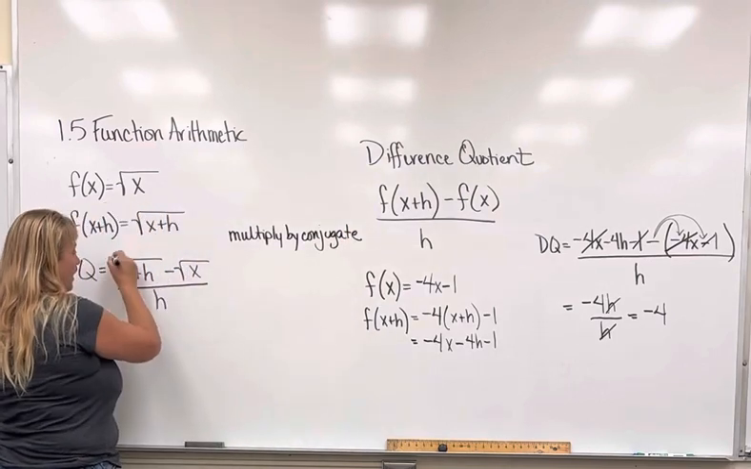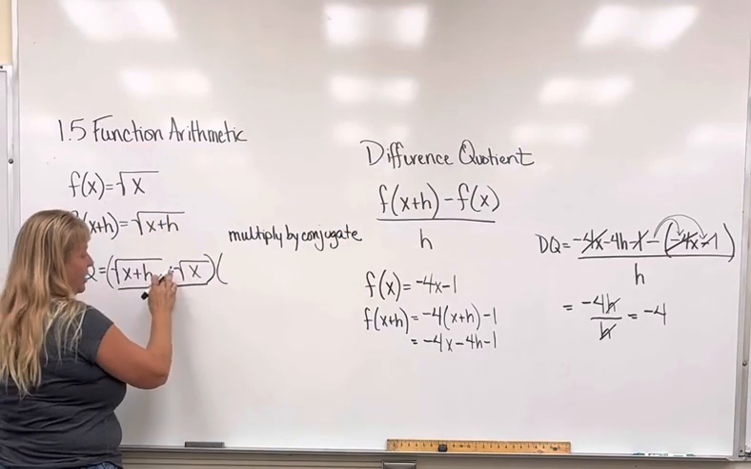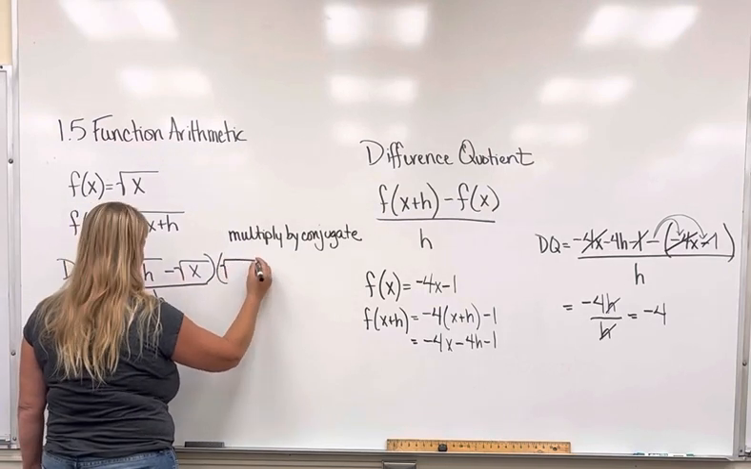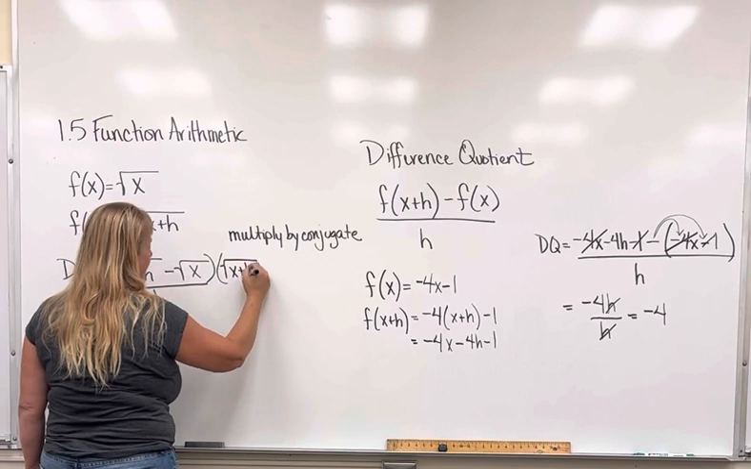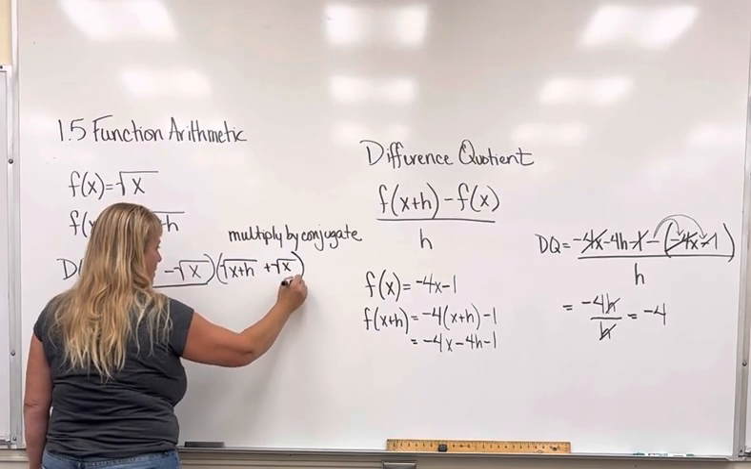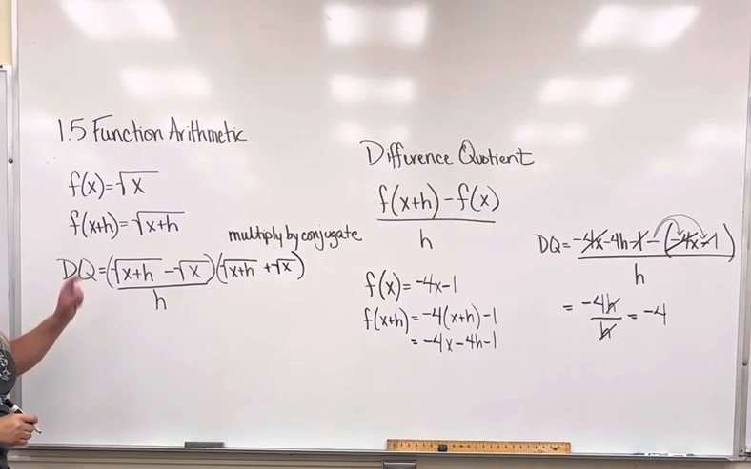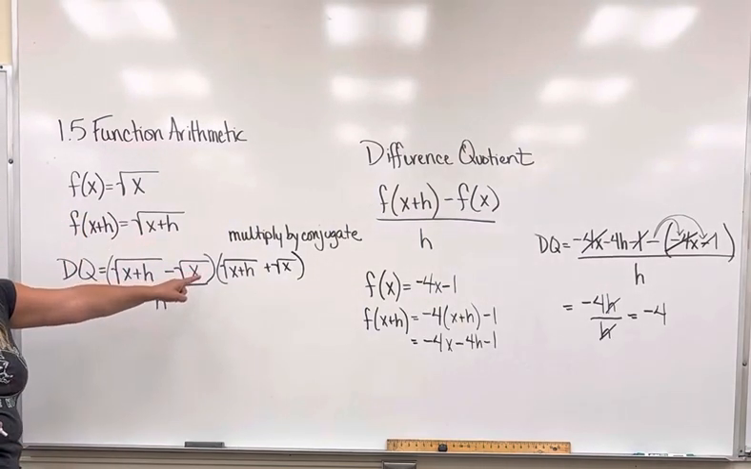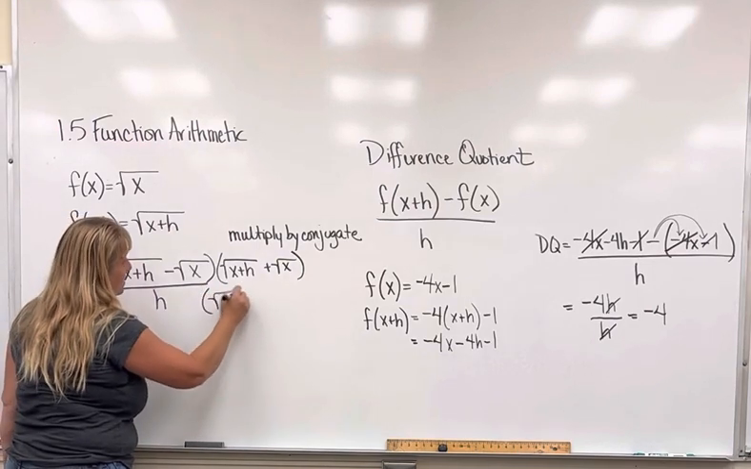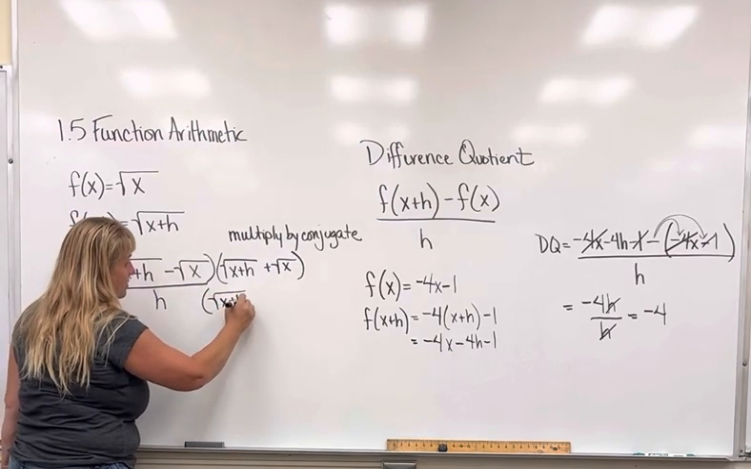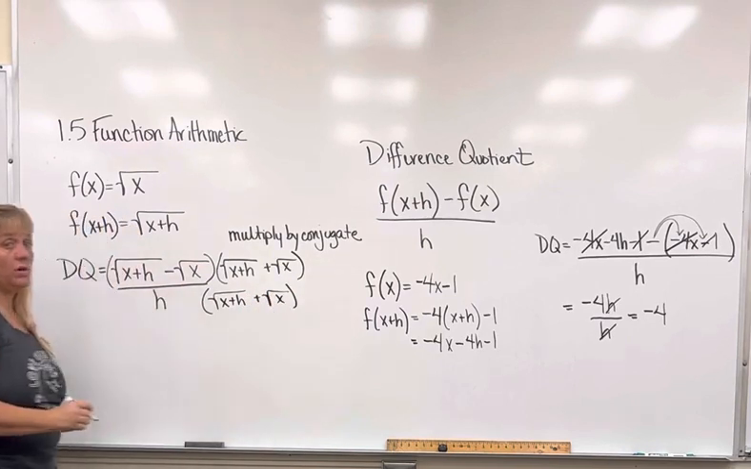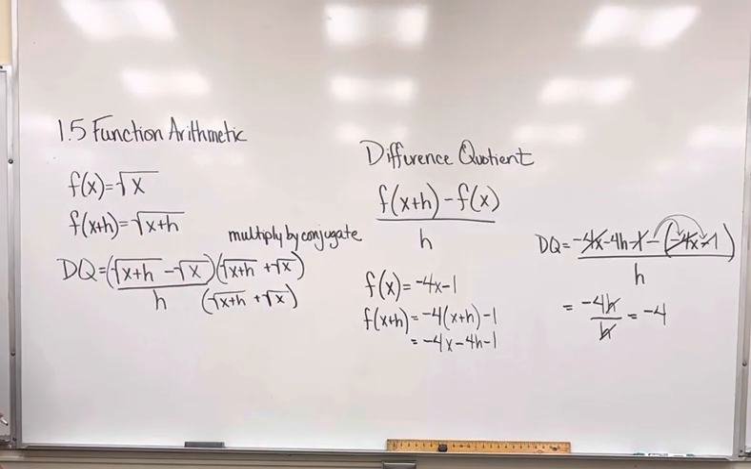Multiply by the conjugate. And the conjugate is just the same thing, but switching the sign here. So it's going to be the square root of x plus h plus the square root of x. But if we do that to the top, we also have to do it to the bottom. So on the bottom, we're going to have the square root of x plus h plus the square root of x. So you see where I'm going with how this is getting uglier and uglier?